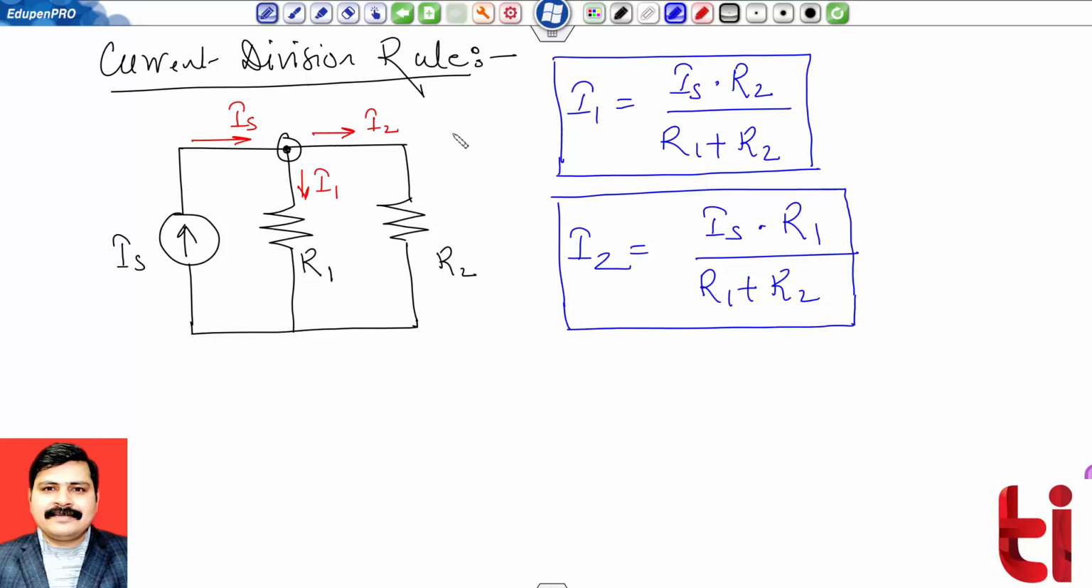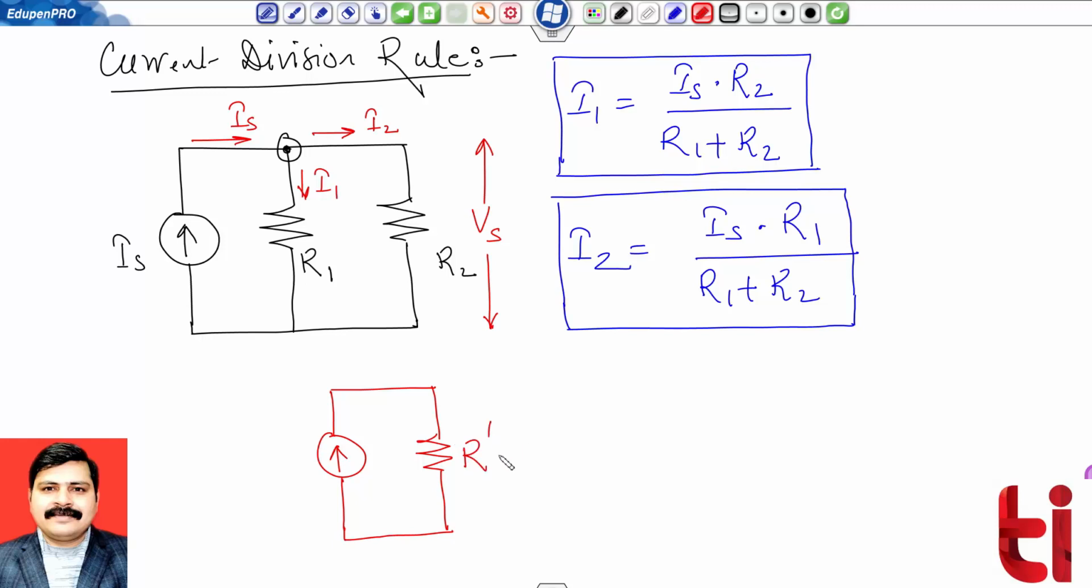Now you can check one thing. We know that in the parallel configuration, voltage is always the same. So I am saying the parallel equivalent of these two is the basic term. First drawing the modified circuit. In this circuit, I will find the value of resistance R dash. This is R dash, and this R dash is nothing but the parallel combination of the two resistances R1 and R2.